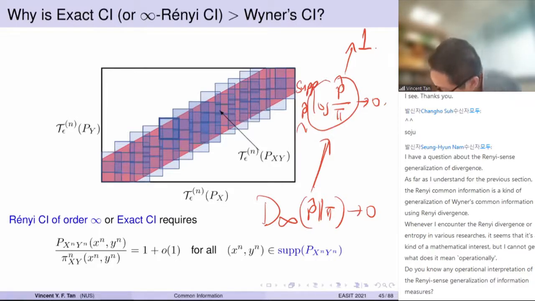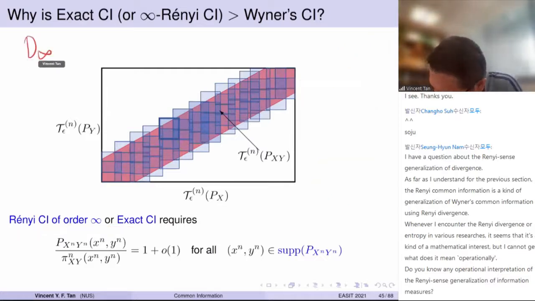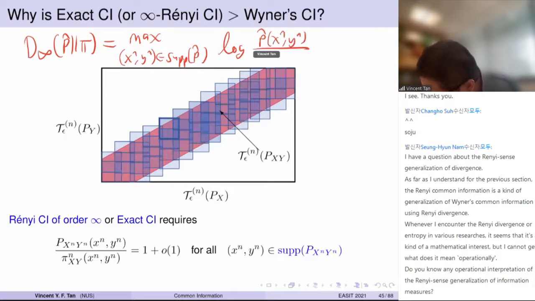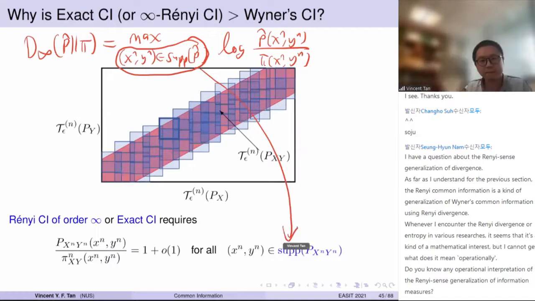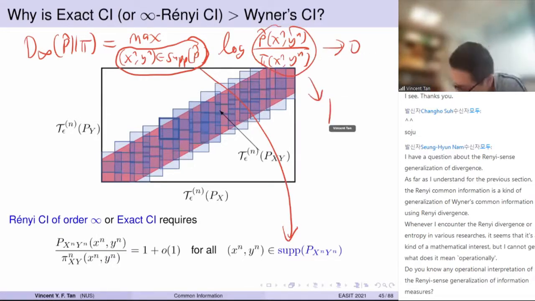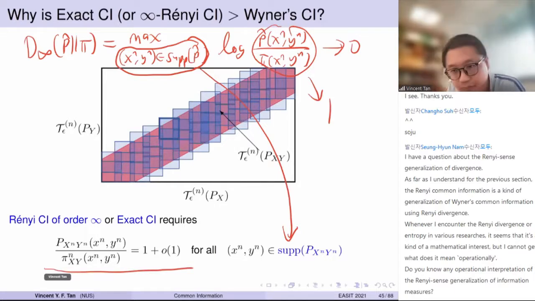So the infinity order between p and pi is equal to the max over x^n, y^n in the support of p hat of log of p hat(x^n, y^n) over pi(x^n, y^n). So this needs to be taken into account. We drive this to 0, we need to drive this towards 1, and this is exactly what's written here for all x and y in the support.